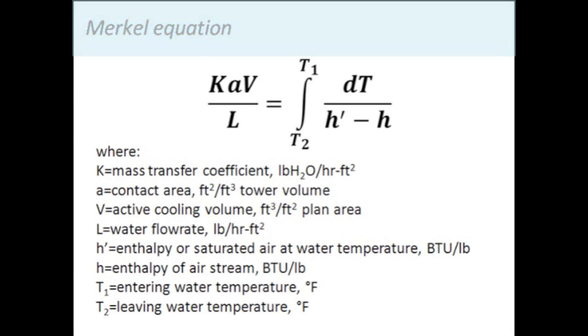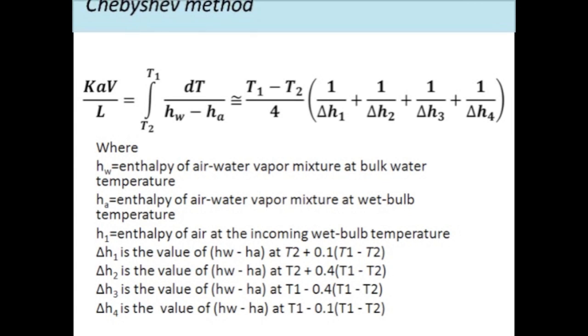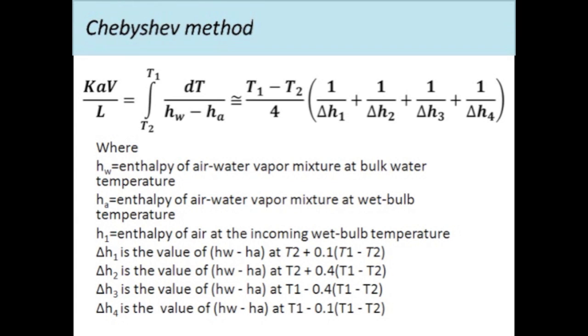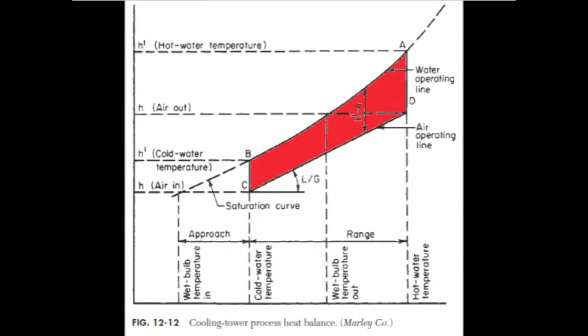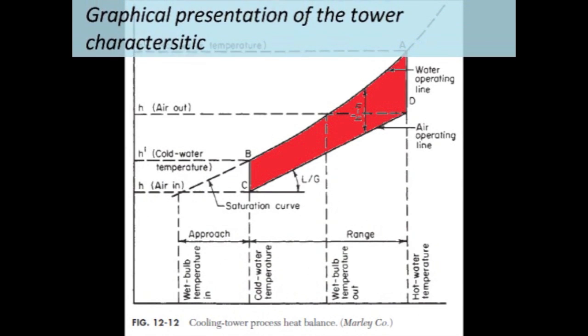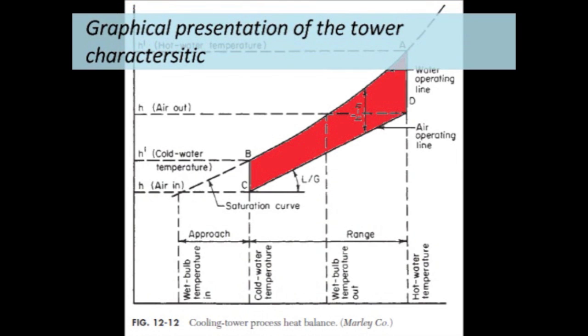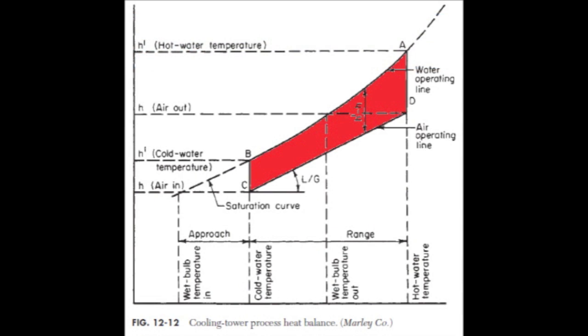Another method that is normally used to determine tower characteristic by numerical integration is the Chebyshev method, shown by the equation below, which considers 4 points in the graph that was shown previously. The tower characteristic is shown in the graph as the area under the water operating line, which is shown by the red shade in the graph, which is the curve A, B, C, D.